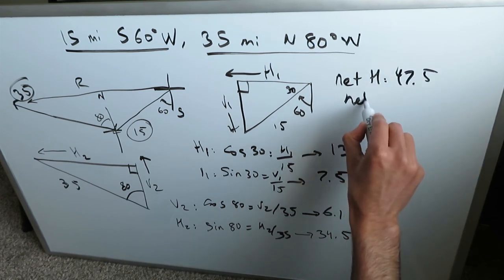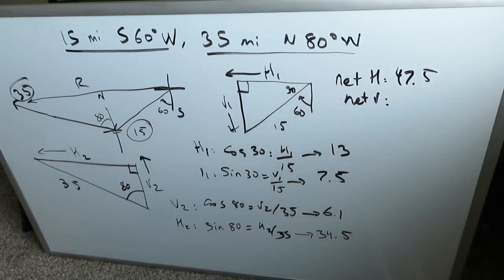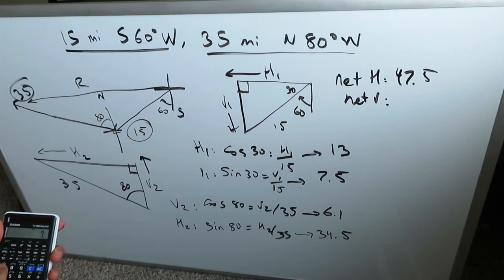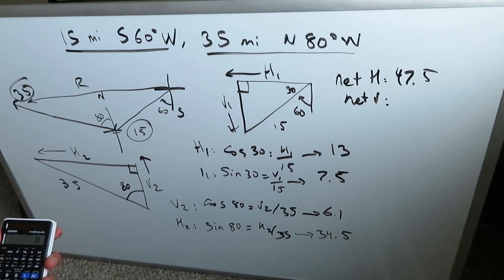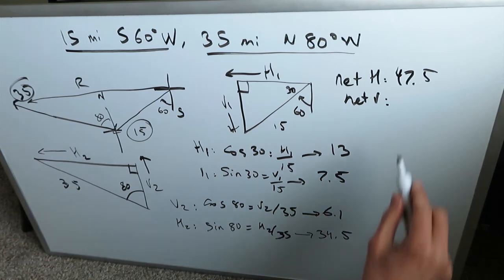And now the net vertical components, they're going to minus from each other. The big number minus the small number. 7.5 minus 6.1, I get 1.4.